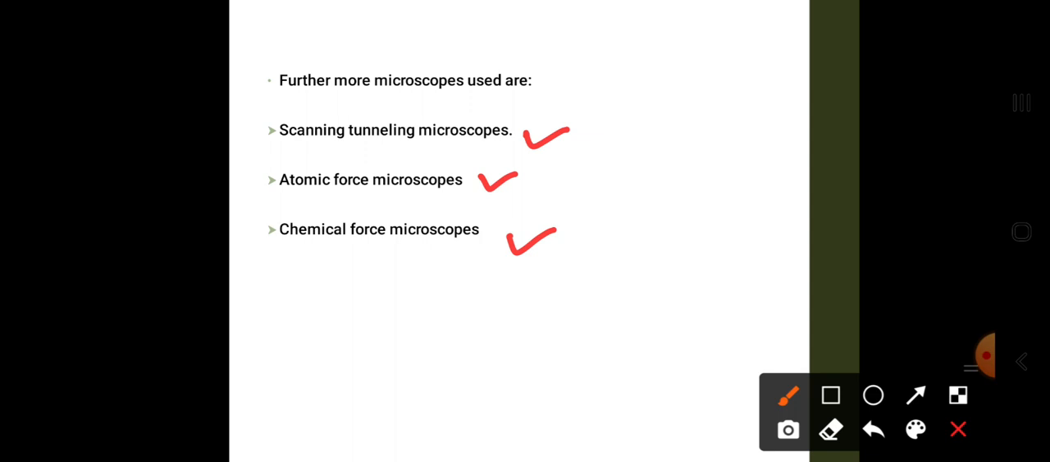The atomic force microscope is a modification and variation of scanning tunneling microscopy, in which a semiconductor tip is used, while in scanning tunneling microscopy a scanning tip is used. In chemical force microscopy, different chemical forces are used across the specimen surface at the molecular level to give a specific magnified image.